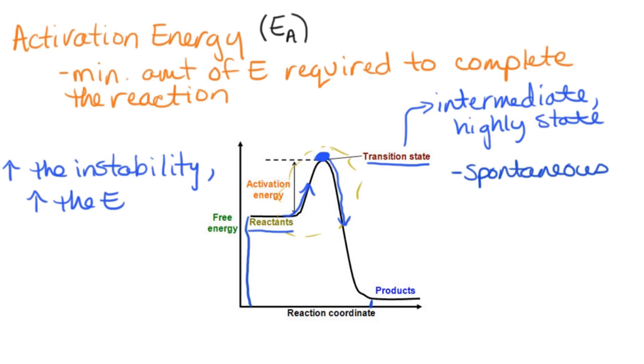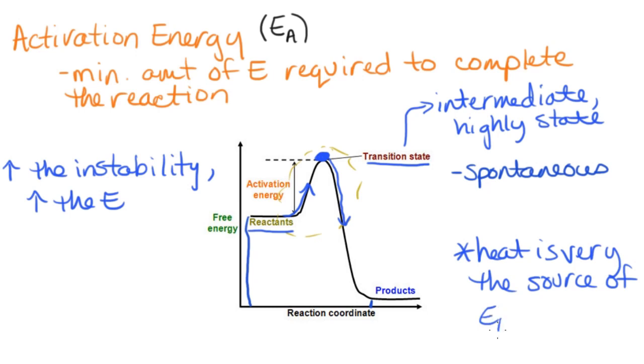Typically, if it's not too much, if it's a rather small hill, this can be supplied as heat. So heat is very often the source of activation energy. And that's why if you do have very warm surroundings, or if you heat up a beaker or test tube, your reactions often will be much, much faster, because you've provided the heat, which is going to enable those reactants to get to their transition state.